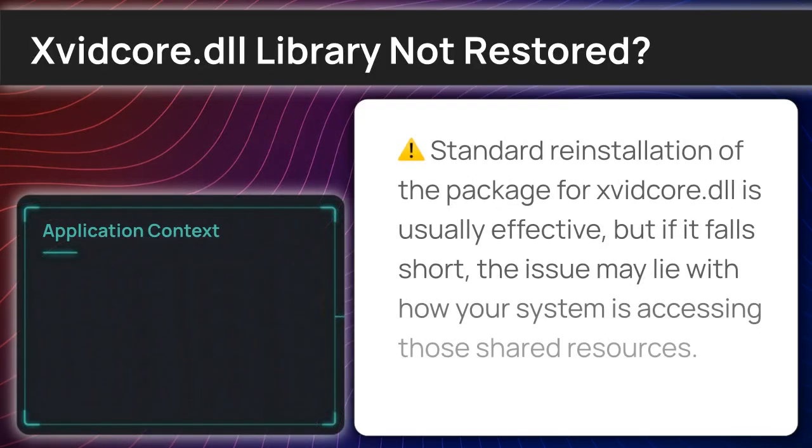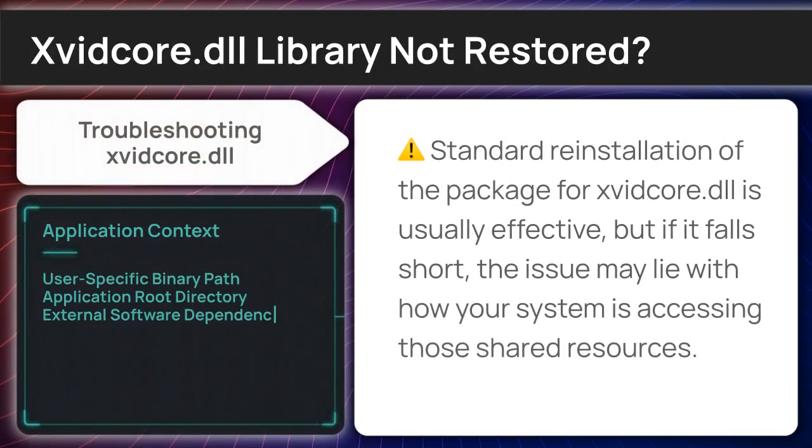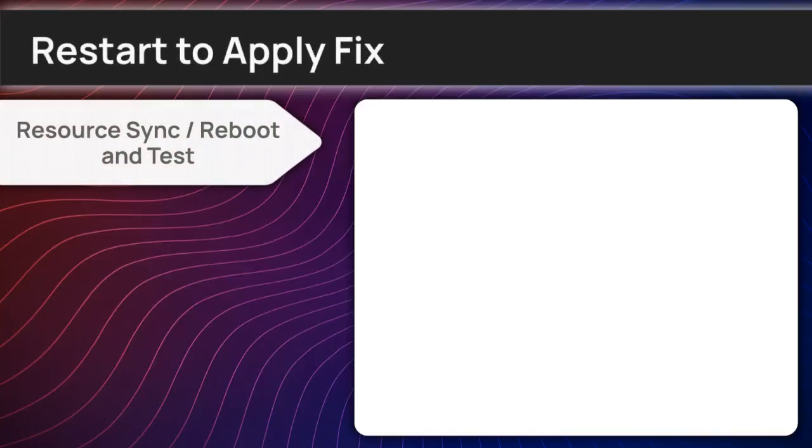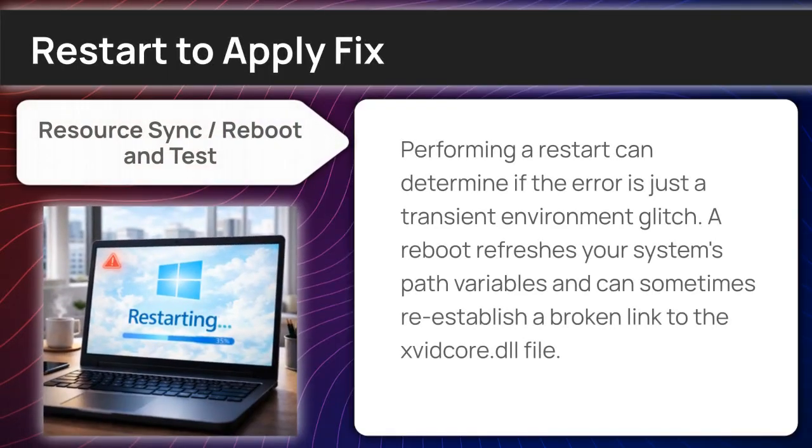If no luck was had with the redistributable package, we will escalate the fix by performing a targeted reset of the system state. A system reboot is a reliable way to clear away zombie processes that might be interfering with the Xvid core. It's a low-impact step that ensures your operating system is starting with a synchronized environment.